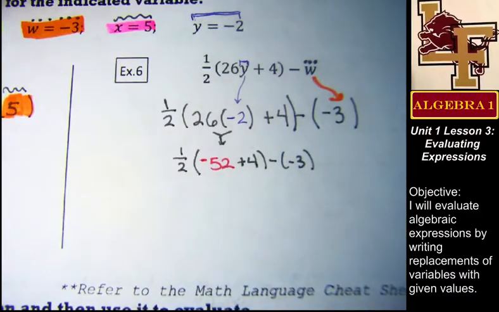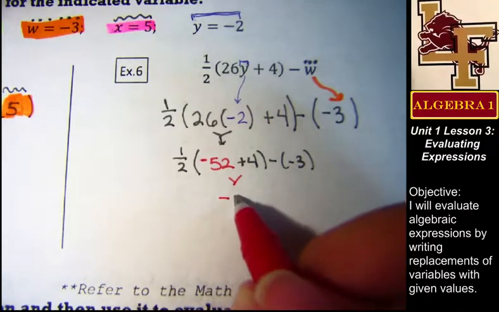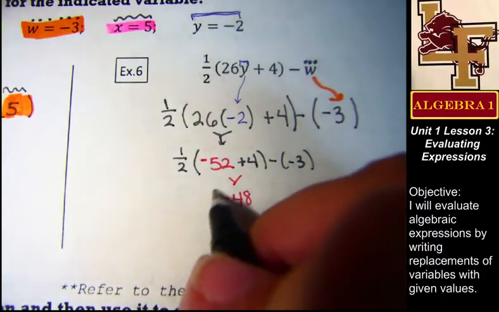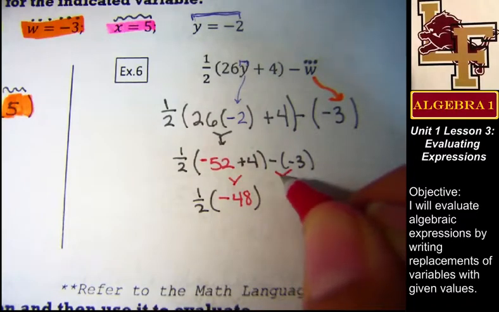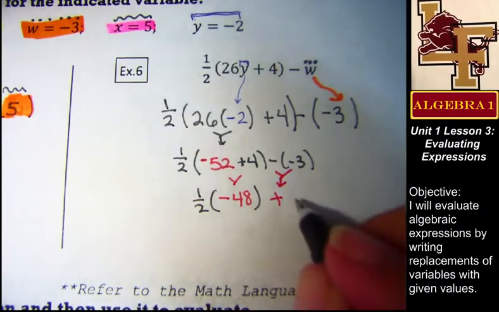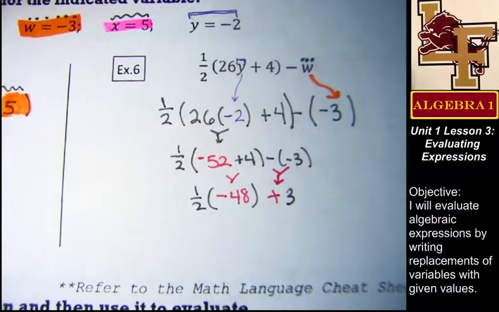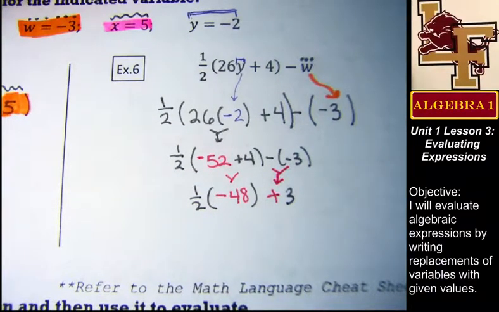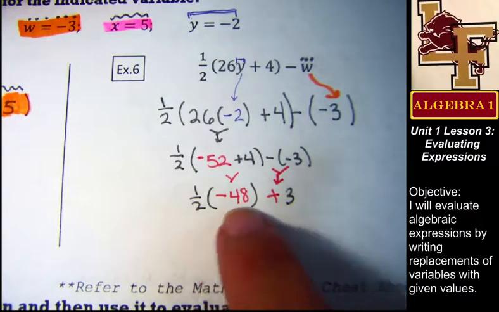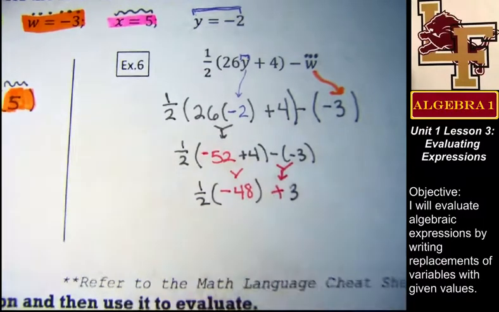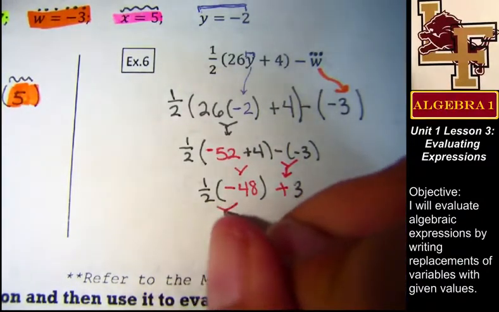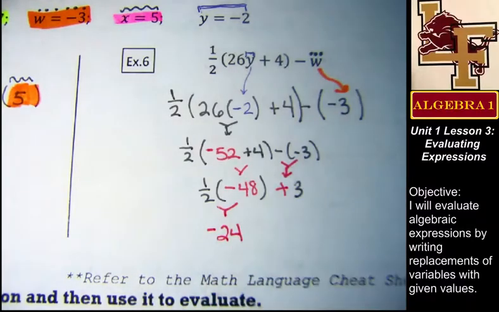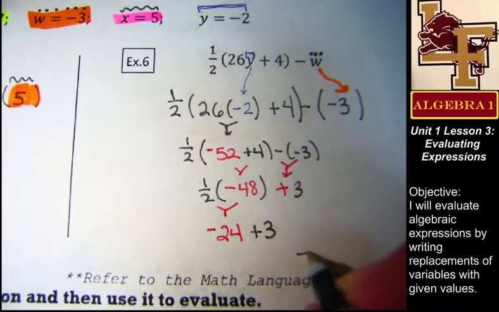Negative 52 plus 4 is negative 48. Okay. I'm going to go ahead and deal with this double negative while I'm here. 2 negatives is a positive 3. Half of 48 is, no, 24. Negative 24. Half of negative 48. You can put that in your calculator as 1/2 times 48. And then negative 24 plus 3 is negative 21.